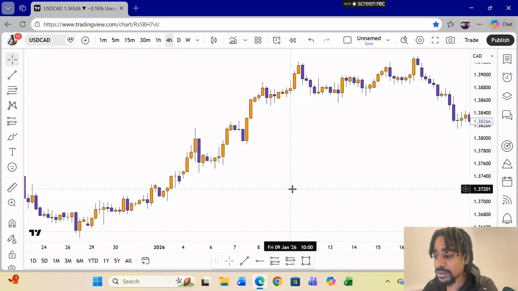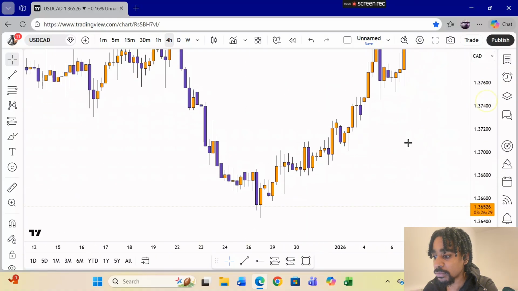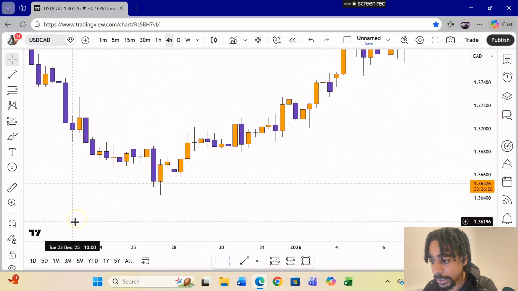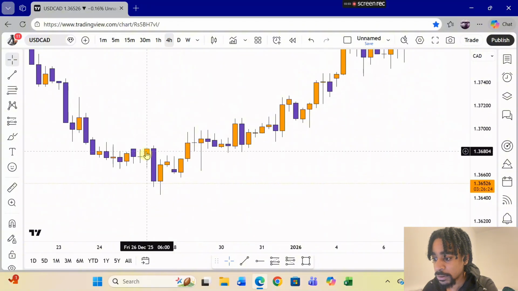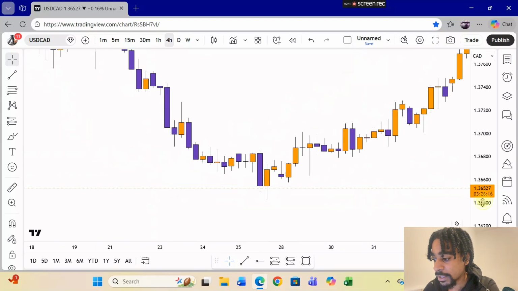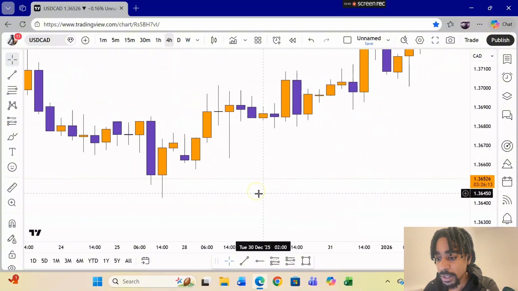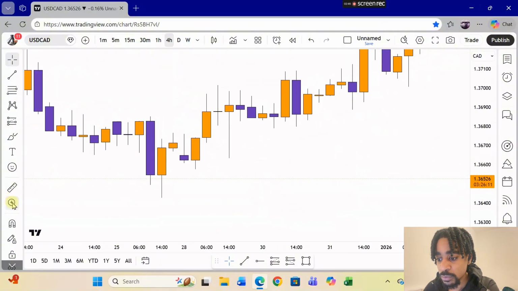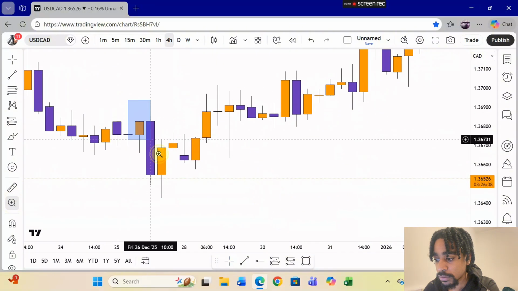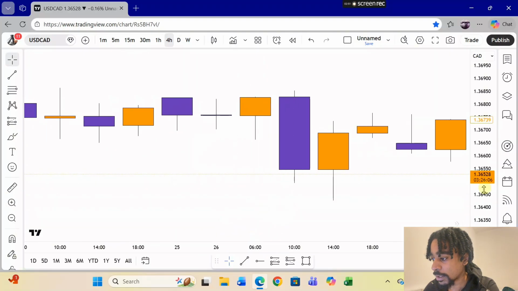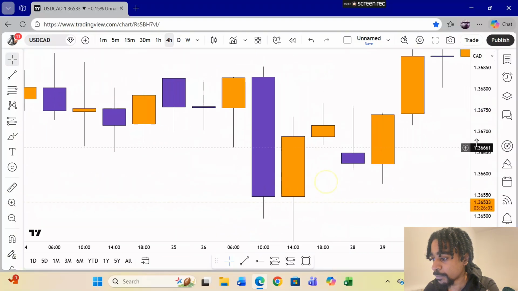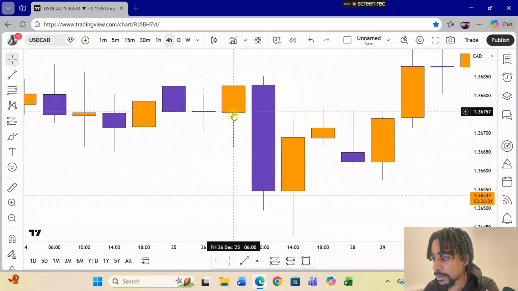Now we're going to dive into the actual candlestick itself and how to read it. So we're going to start from this one. The bearish candles always open at the top, and the bullish candles always open at the bottom. So if I get my zoom in tool and just zoom in, look at that, amazing. So the bullish candle closed here and the bearish candle opened here.